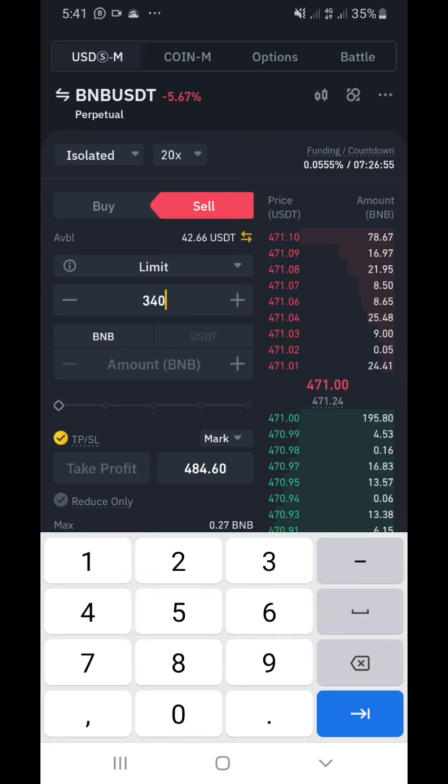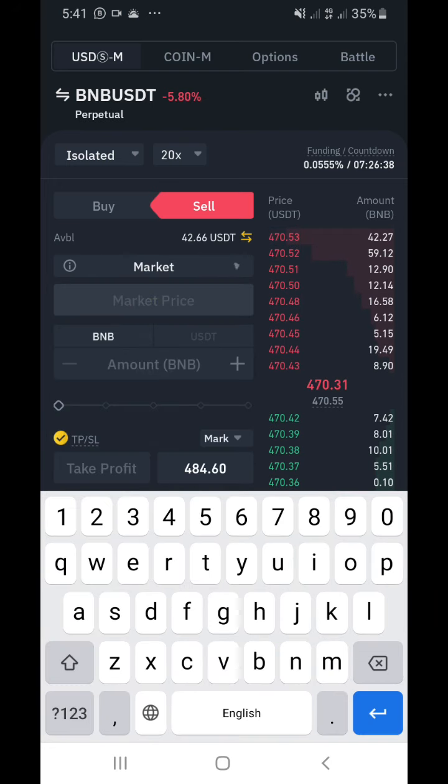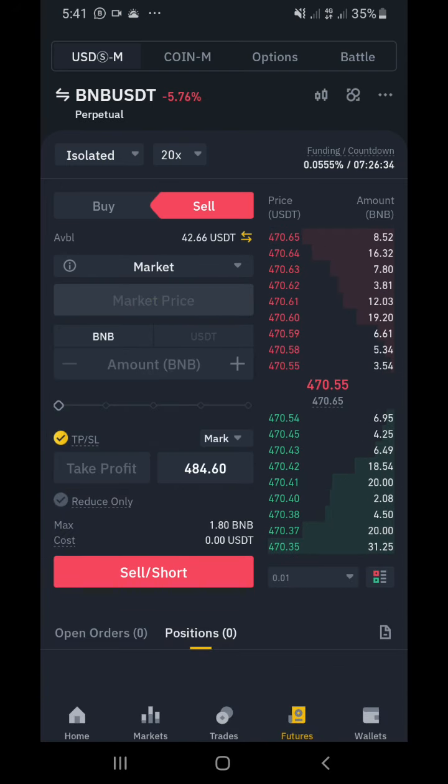So you can do 340. If Bitcoin gets to 340, then okay, this is BNB. So if BNB gets to 340, it may sell or it will buy. Then the order will kick up automatically, even though you are online or offline. But I love to use market order, so I'm just going to put it on market order. So now what comes next is this.